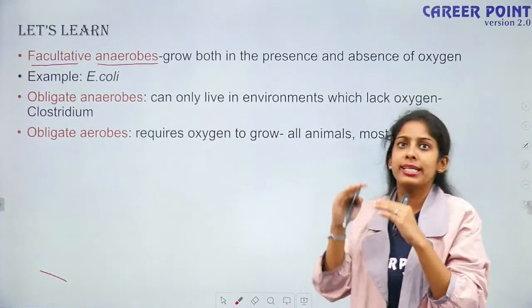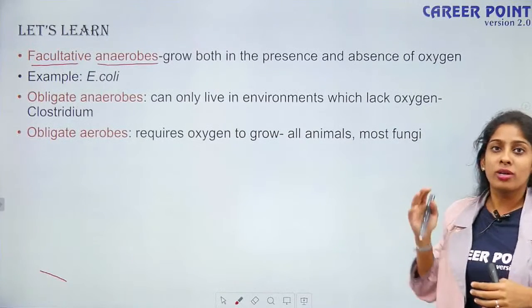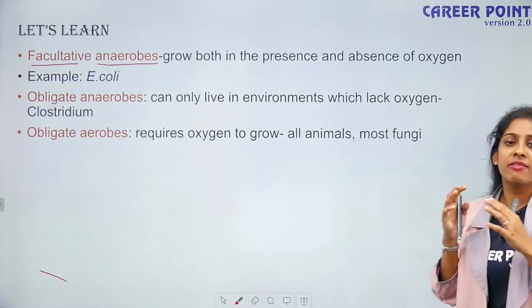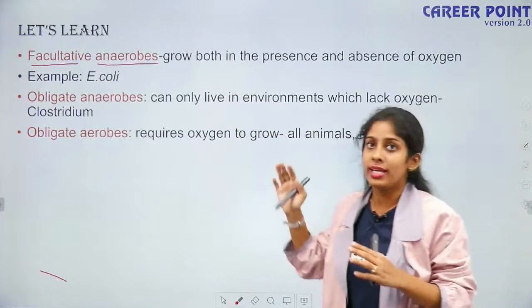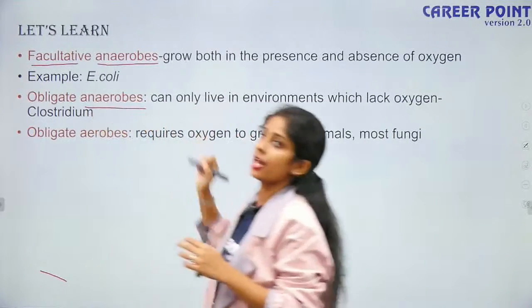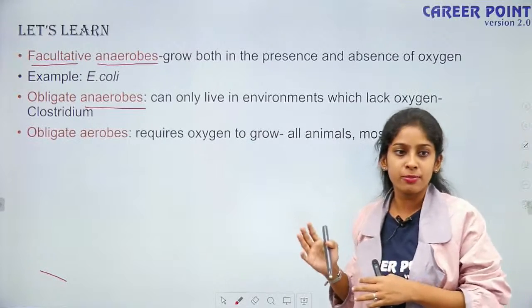Fine. The next one is obligate anaerobes. Obligate means they are strictly anaerobes. When you give them oxygen, they will die. They can only survive in environments which lack oxygen. So that is called obligate anaerobes. They are basically strictly anaerobes. Okay. So one example is your Clostridium species.